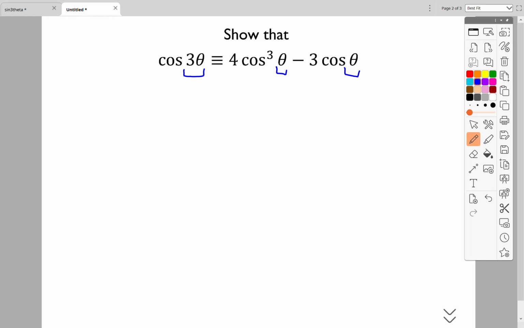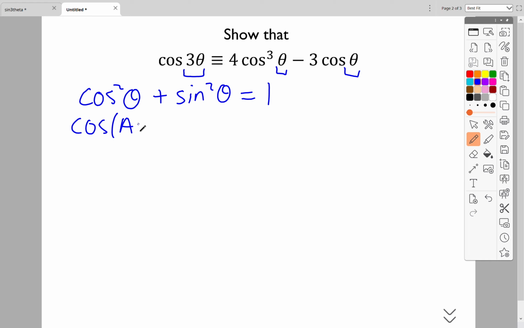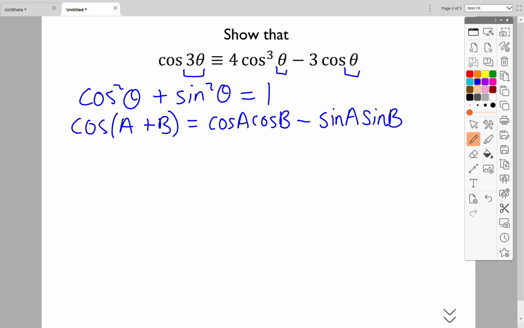So the identities we're going to require, we're going to start off with this very classic one, cos squared theta plus sine squared theta equals 1. You use that so much during A-level maths, and we're going to need this one. We're also going to need the compound angle for cos. So this is cos of A plus B is equal to cos A cos B, with a subtraction in this one, minus sine A sine B. So this is the compound angle for cos.